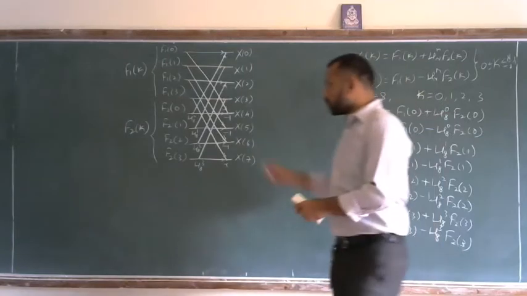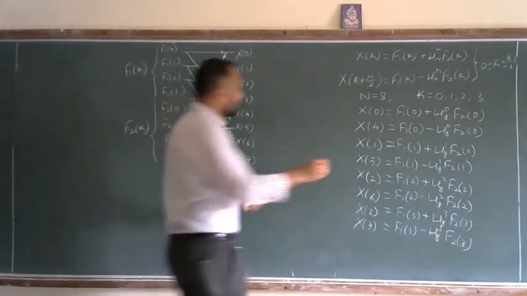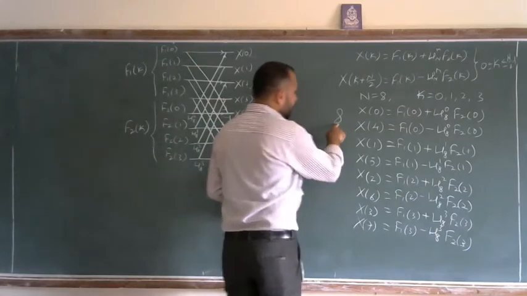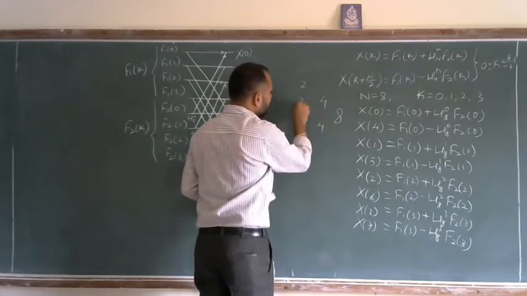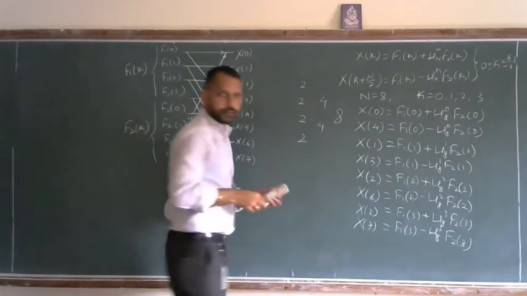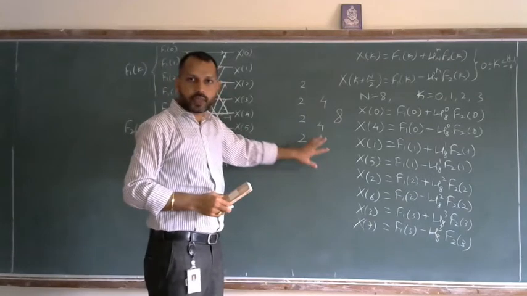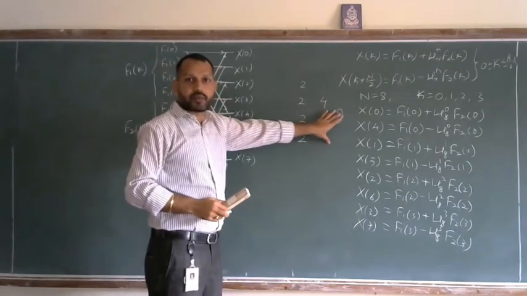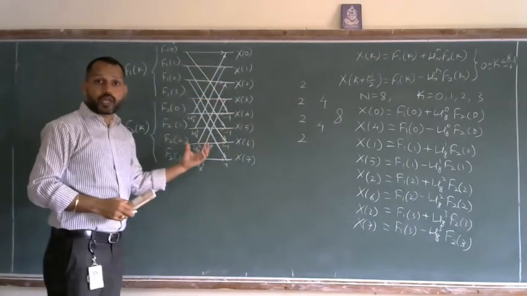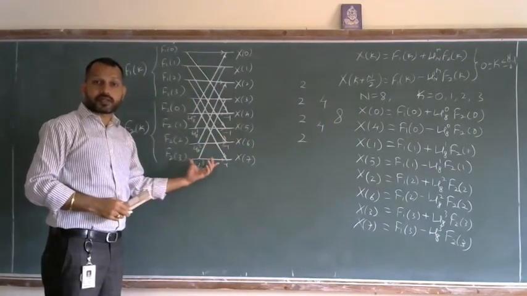Okay, so this is the last stage. I had written the split the other day: 8, 4, 4, 2, 2, 2, 2. To calculate an 8-point DFT by using decimation in time, to obtain one 8-point DFT, two 4-point DFTs are combined. Now this is how we combine two 4-point DFTs to obtain one 8-point DFT. This is the last stage.